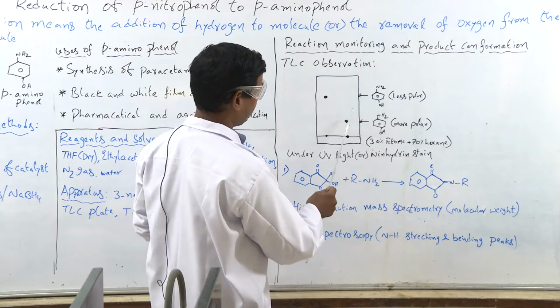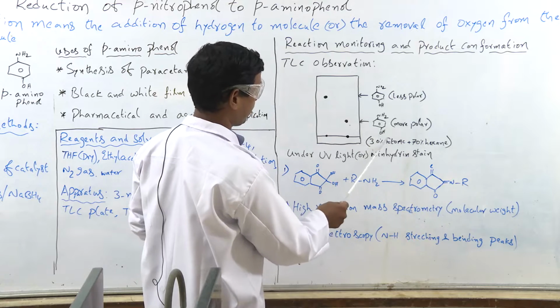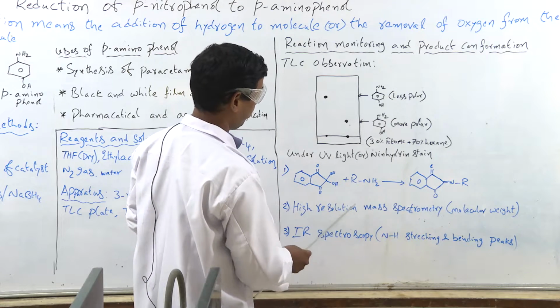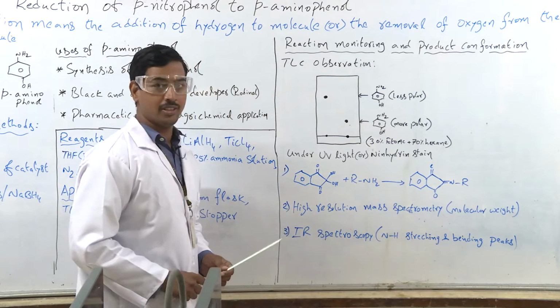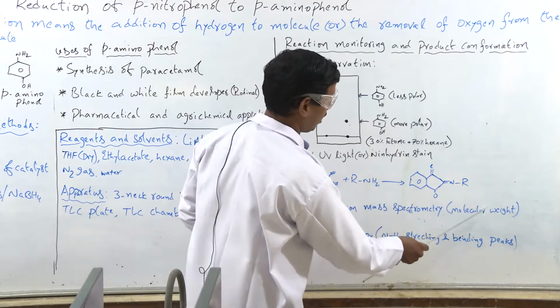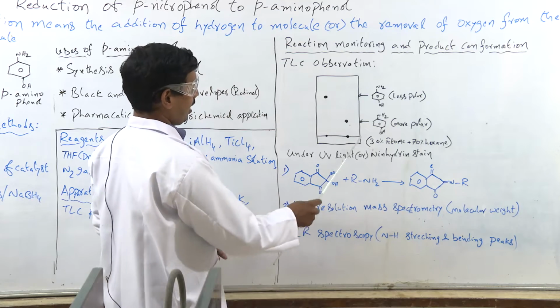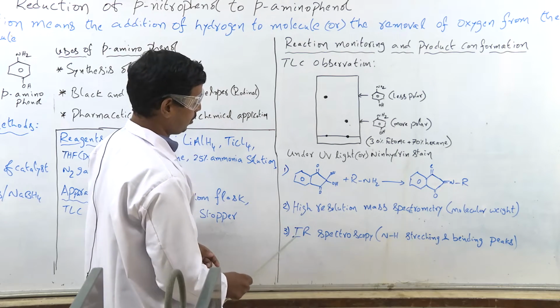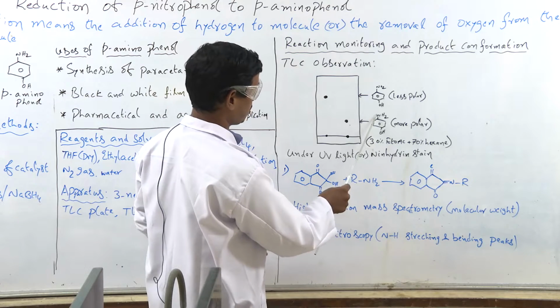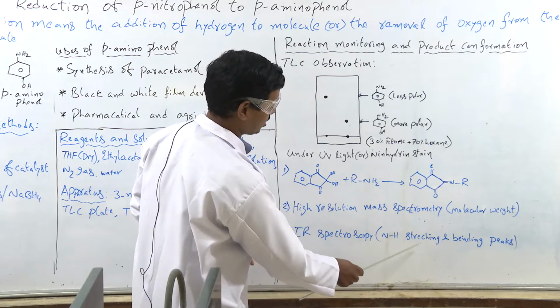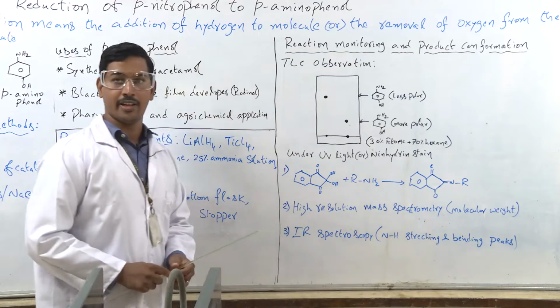After isolating the product and forming the crystals, we are going to check the high resolution mass spectrometry, from which we get information about the molecular weight. Using the same compound, we are also going to record the IR spectroscopy. In the IR spectrum, if NH2 is formed, we will get the NH stretching and NH bending peaks.